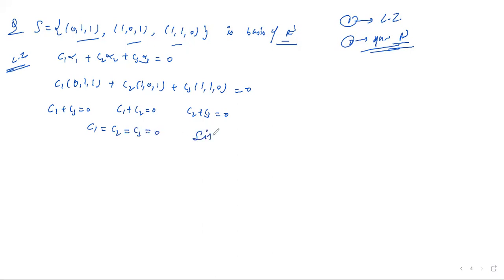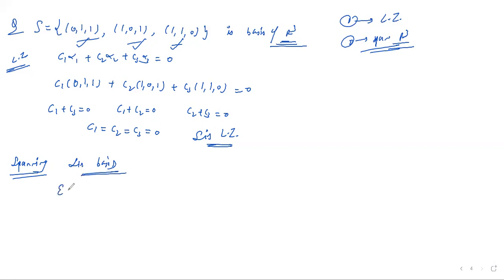So this set S is linearly independent. If I check for spanning, here I can also easily see that I have the vector space R cube, so it will have dimension 3. And I have 3 linearly independent vectors, so this will form the basis. So let's just check it in a proper way.